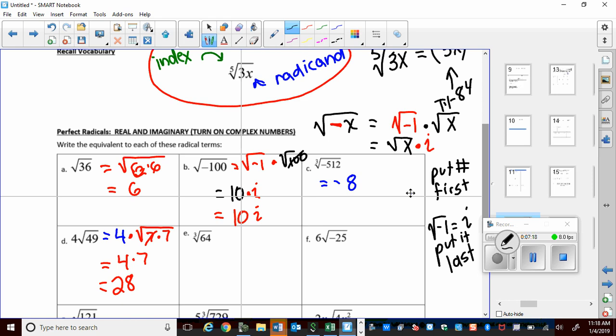For the cube root of 64, I'm looking for 3 numbers: 4 times 4 times 4, or just 4 as your final answer.